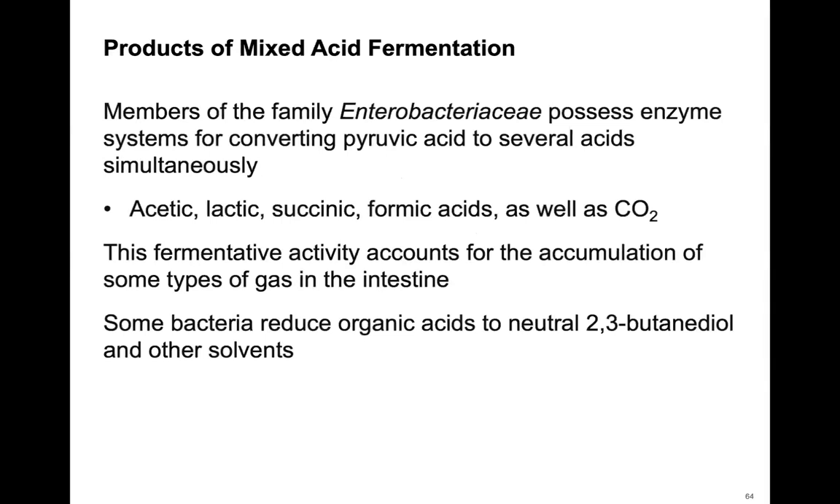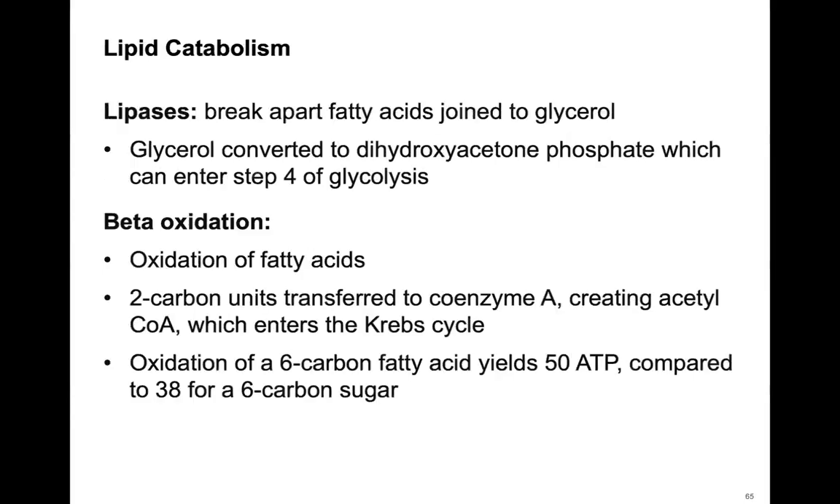Members of the family Enterobacteria possess enzyme systems for converting pyruvic acid to several acids simultaneously. In fact, they can produce acetic acid, lactic acid, succinic acid, formic acid, as well as CO2. This fermentative activity accounts for the accumulation of some types of gas in the intestines. Some bacteria will reduce organic acids to a neutral 2,3-butanediol and other solvents.